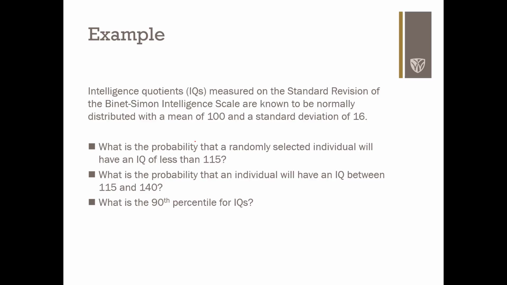So let's look at an example where we have a mean and standard deviation that are not 0 and 1. Most people are familiar with IQ tests, and it turns out that IQs that are measured on this particular Binet-Simon intelligence test are normally distributed with a mean of 100, right, so not 0, and a standard deviation of 16. So the mean is 100, standard deviation is 16, and we want to know the probability that a randomly selected individual has an IQ of less than 115 or an IQ between 115 and 140. And another question that's a little bit different but also related to the normal distribution, we may want to compute percentiles for the distribution of IQs.